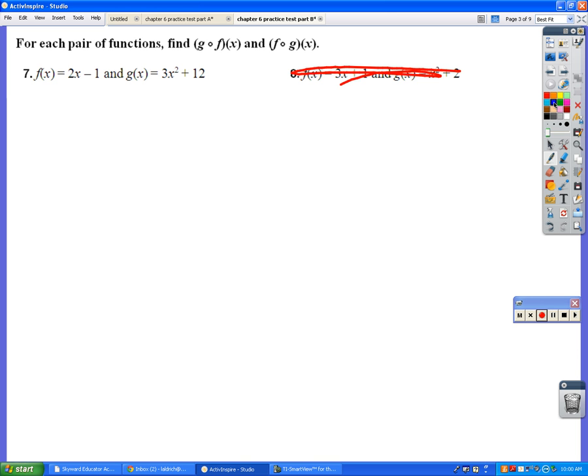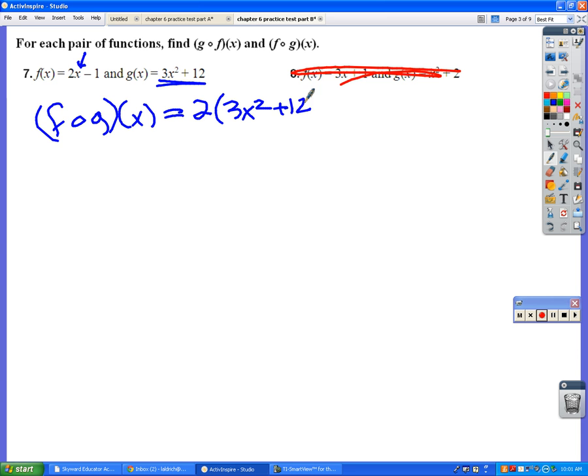Right, so now we're going to go the other way around. And this is going to be quite a bit easier. Now I am going to take the g function and plug it in for x in the f function. So all I need to do now is replace that x right there with what the g function equals. So instead of 2 times x minus 1, I'm going to go 2 times (3x squared plus 12) minus 1.